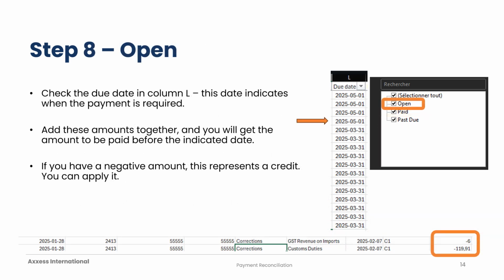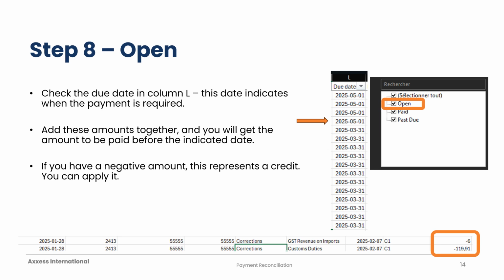Let's now have a look at the transactions with the status Open. These are the transactions that are due in a future payment. Check the due date in column L. This date indicates when the payment is required. Add these amounts together and you will get the amount to be paid before the indicated date.